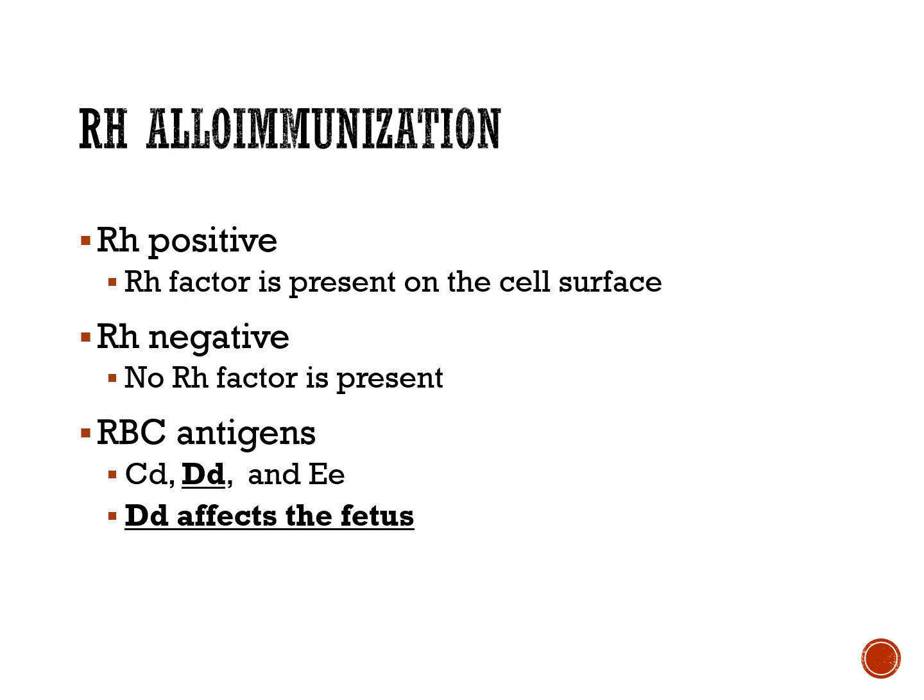So now we're going to look at our Rh alloimmunization. So we have an Rh positive baby and maybe an Rh negative mom. Rh positive means the Rh factor is present on the cell surface. Rh negative means they do not have that Rh factor present.